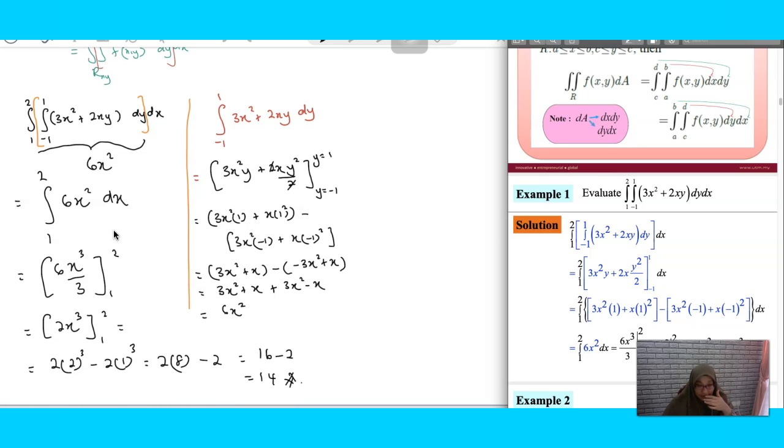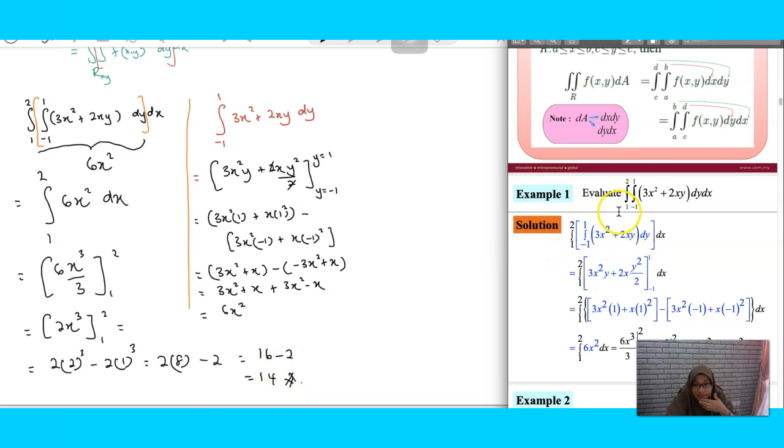So your answer must be a constant, as I mentioned before. If your double integral is a definite integral, because you have a limit, so your final solution should be a constant. Okay.